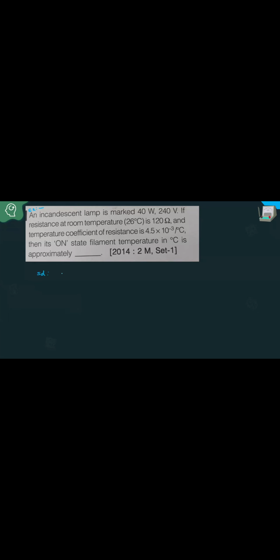We know the formula R2 equal to R1 into 1 plus alpha into delta T. The incandescent lamp is marked 40 watt, 240 volts. At room temperature of 26 degrees centigrade, the resistance is how much, friends? 120 ohms. That is, R1 is 120 ohms.